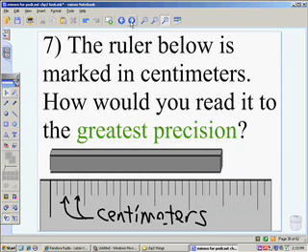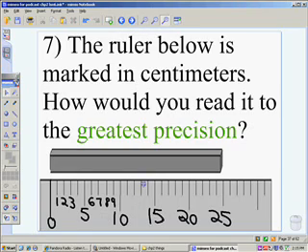The ruler below is marked in centimeters. How would you read it to the greatest precision? Okay, so in this case, it's marked in centimeters, so the tiny marks here are each individual centimeter. So if I put numbers on this, I'd have it like I have shown here, 5, 10, 15, 20 for the big marks, 1, 2, 3, 4 for the tiny marks.